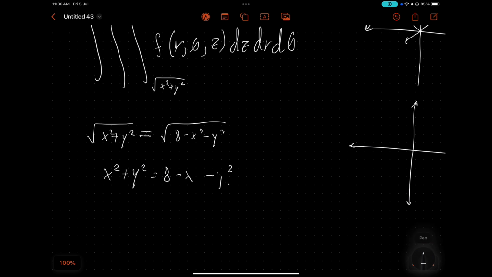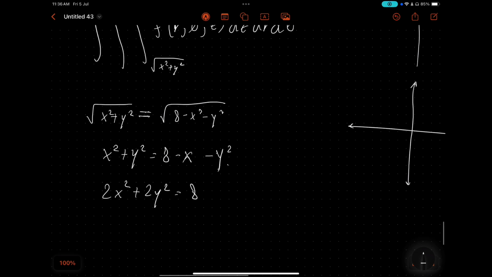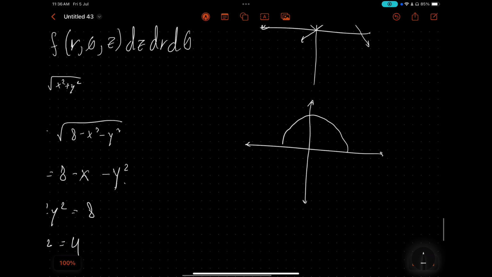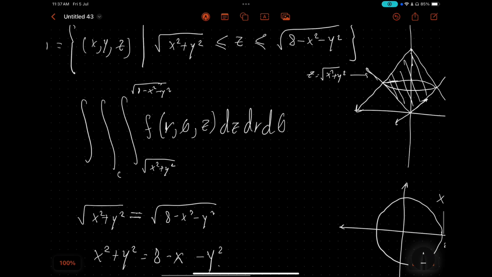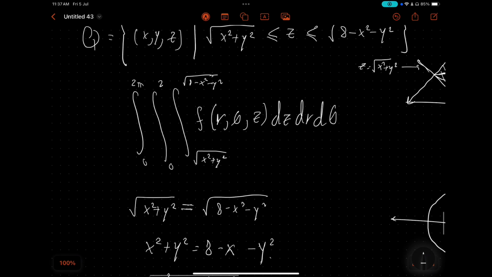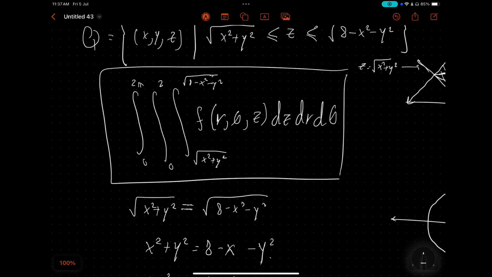It's not going to cancel, it's going to give us 2. So 2x squared is 2y squared. That's basically a circle, a circle with radius 2. The square root of 4 is 2. Now x squared plus y squared equals 4. So the radius is going to be just from 0 to 2. Now theta is going to be from 0 to 2 pi, and that's basically our triple integral. That's simple.